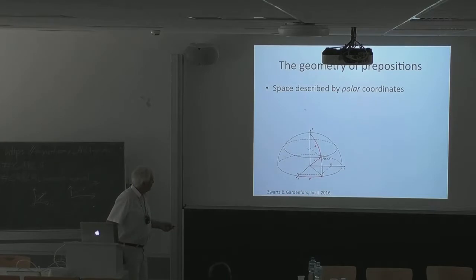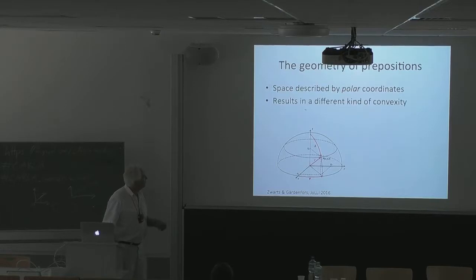And I wrote a paper together with Joost Swartz, and it was published a couple of years ago, where we did all this work for a class of prepositions. So with polar coordinates, you have one angle, two angles if you have three dimensions, and one distance, the r here. But I'm not getting into the mathematical details.